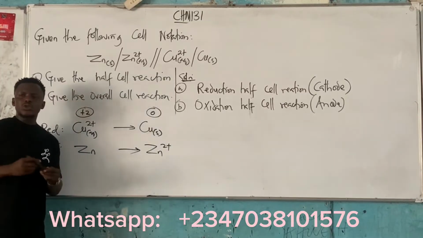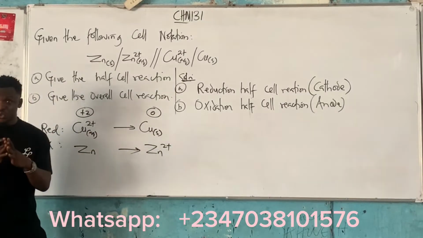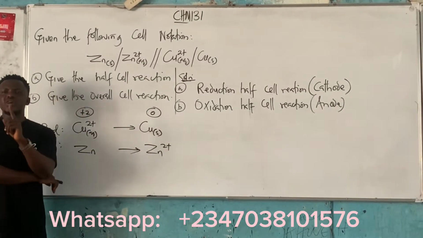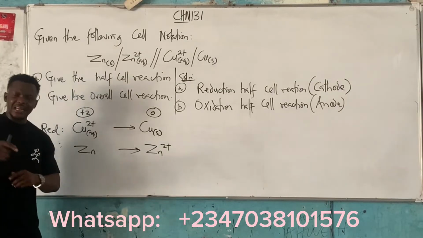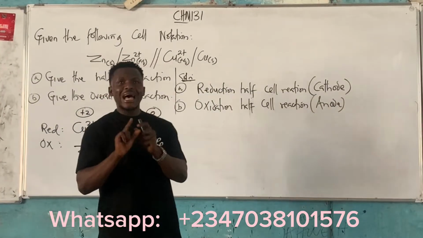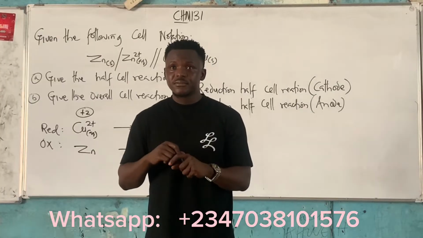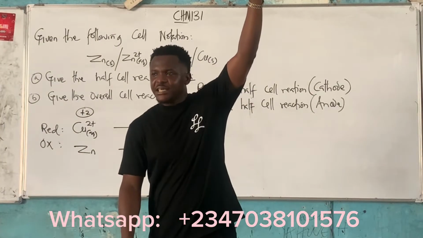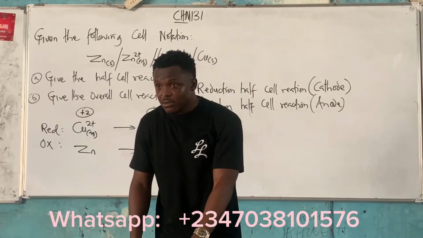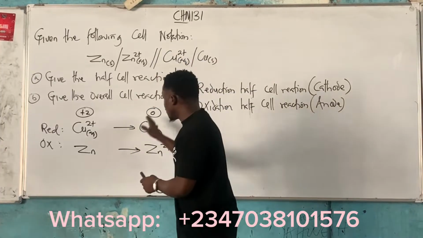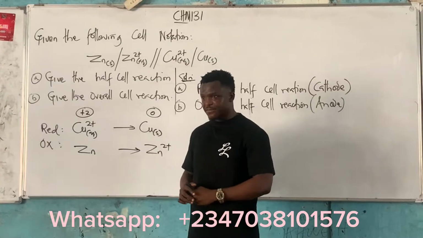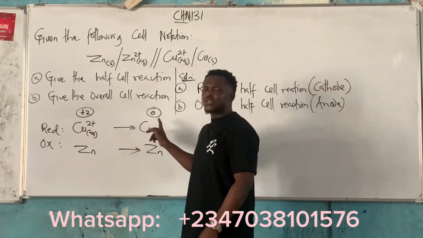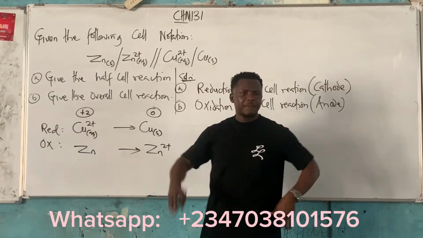Please, if you want to balance this, this is what you're going to do. The side that is more positive, you add electrons. Listen. The side that is more positive, you do what? Your sole aim is to make sure that the one that is more positive is brought down, to be the same as the one that is less positive. Between 2 and 0, which is more positive, or which is higher?